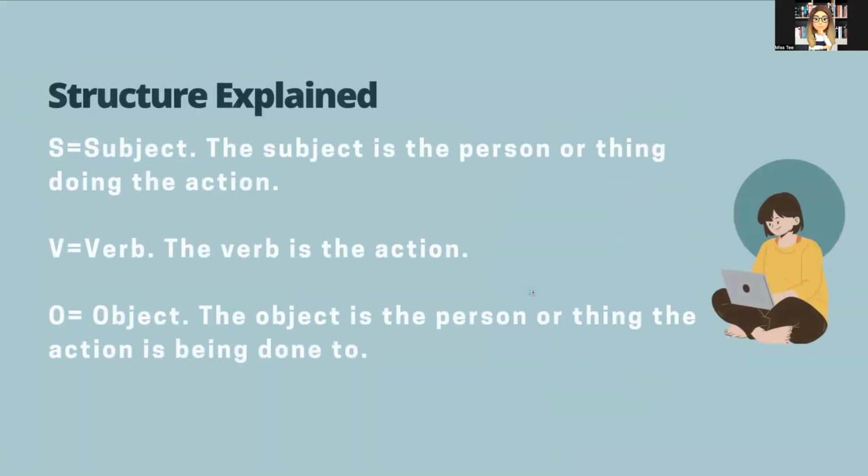So the structure explained. Just like I told you, the subject, which is S, is the person or thing doing the action. V is the verb. The verb is the action. O is object. The object is the person or thing the action is being done to.